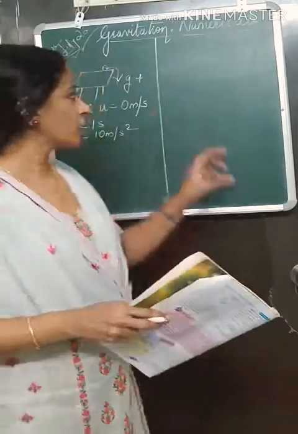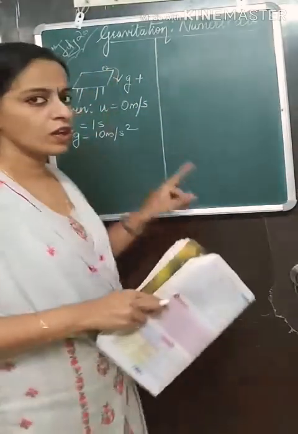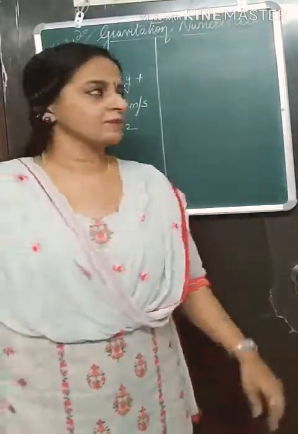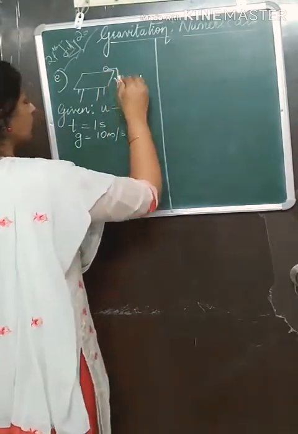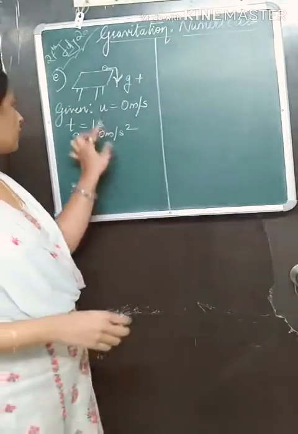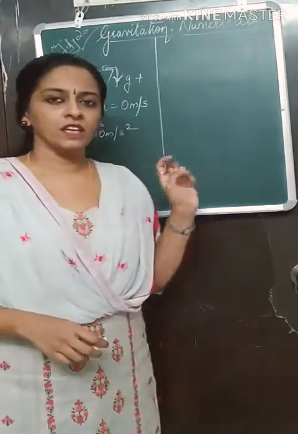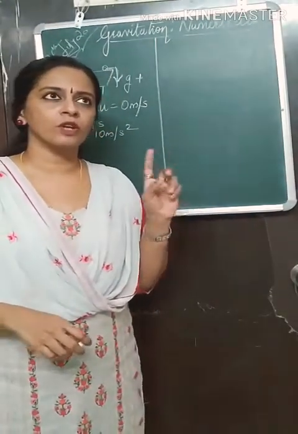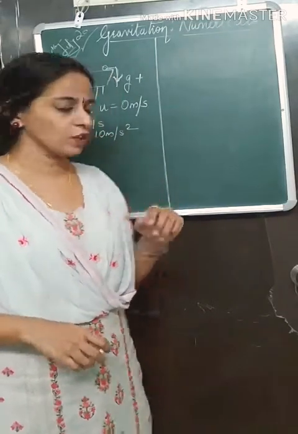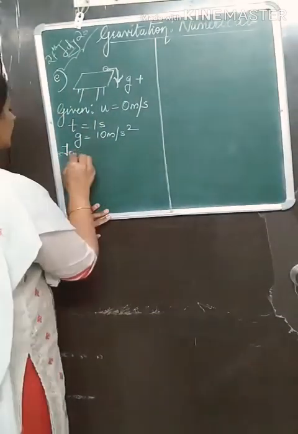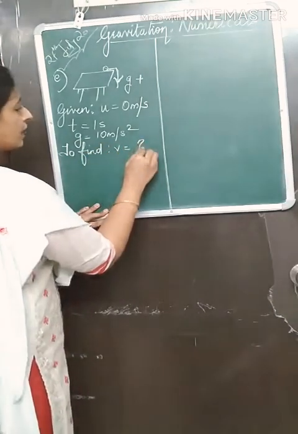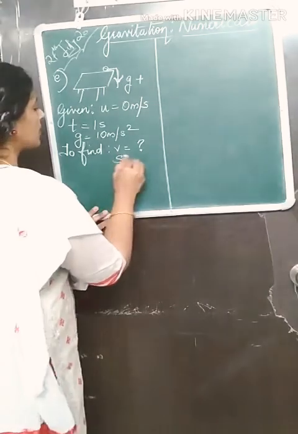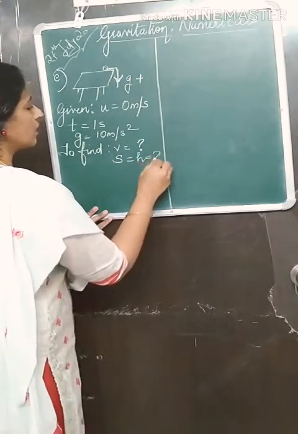Calculate the speed on reaching the ground and height of the table. The distance covered by the ball will be the height of the table. So S also we will get. Now we have u, we have t, we have g. First equation of motion, v is equal to u plus gt, that we can use to find v, final velocity, and s or h, question mark.